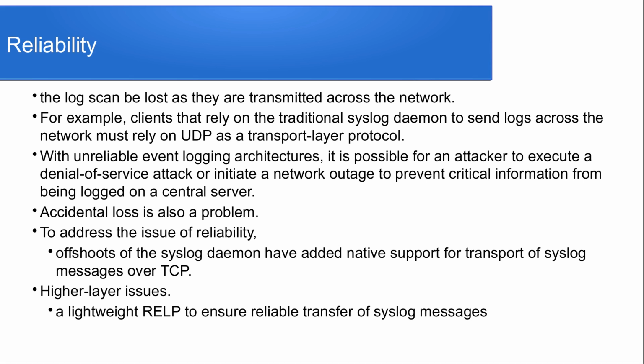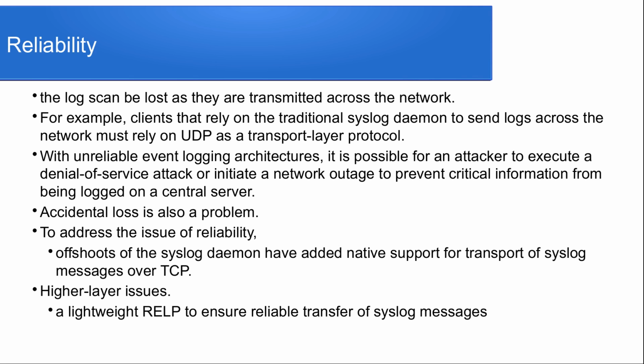Logs can be lost as they are transmitted across the network. For example, the clients that rely on the traditional syslog daemon to send logs across the network must rely on UDP as a transport layer protocol. And as you all know, UDP is a connectionless protocol that does not include support for reliable transport. When a syslog message is transmitted across the network via UDP, if the datagram is dropped in transit, the server will have no record of it and the client will not know to retransmit.